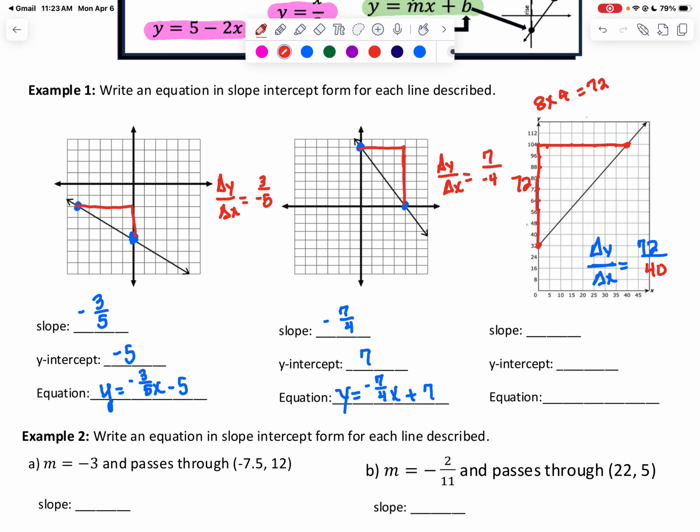All right, now if we reduce these, I believe they'll both divide by 8. Yeah, 72 divided by 8 would be 9. 40 divided by 8 would be 5. So our slope reduces to 9/5. Now the y-intercept was 32. So when I put these together to make an equation, y equals 9 over 5x plus 32. So just be really careful on your graphs when they're not scaled by ones.